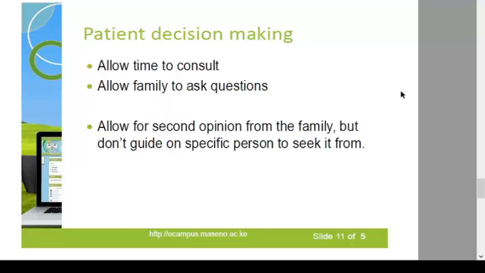In scenarios where the patient or the family requests a second opinion, you should not take offense that they are seeking a second opinion from what you have told them. Allow them the time to go seek a second opinion. They may even ask you, where do you think we can seek a second opinion? You should, as much as possible, not guide them to a specific person. Allow them and offer them several.